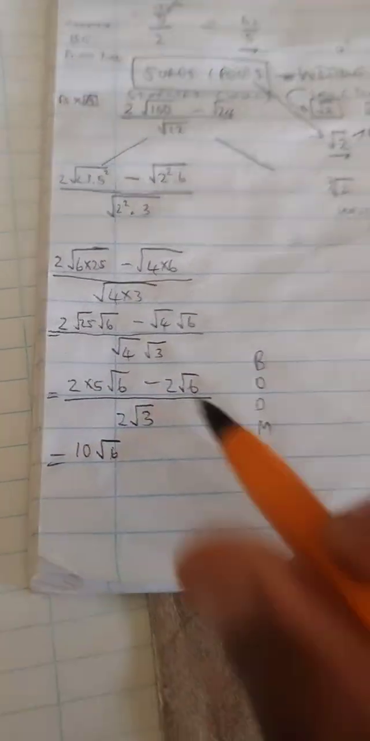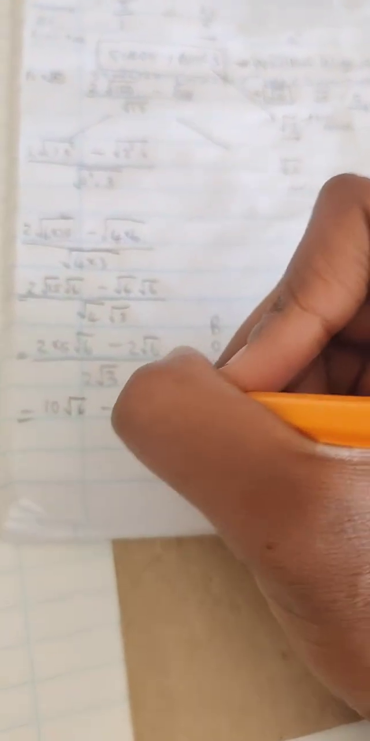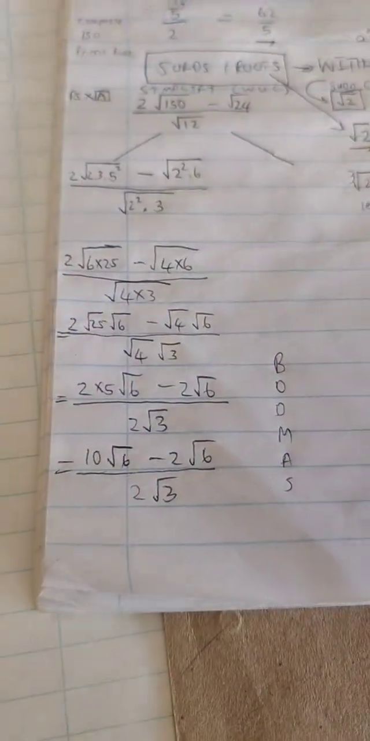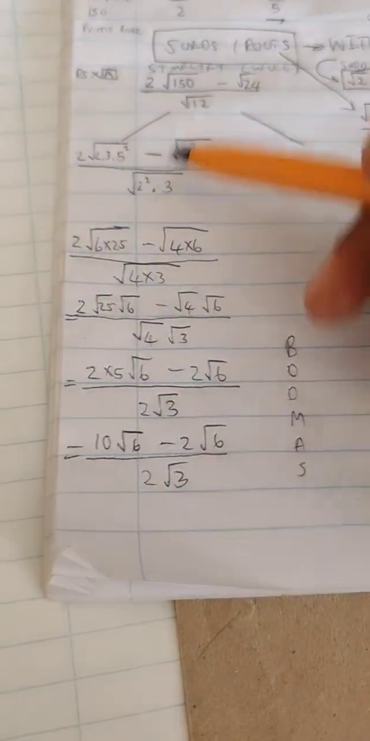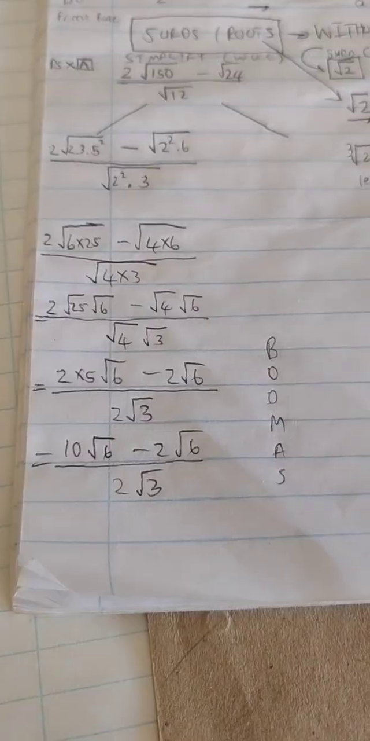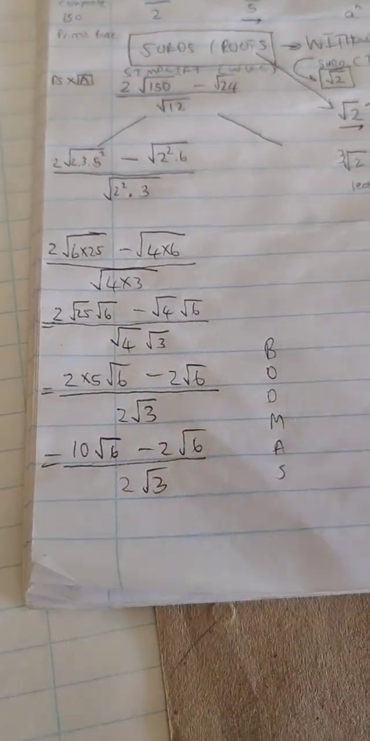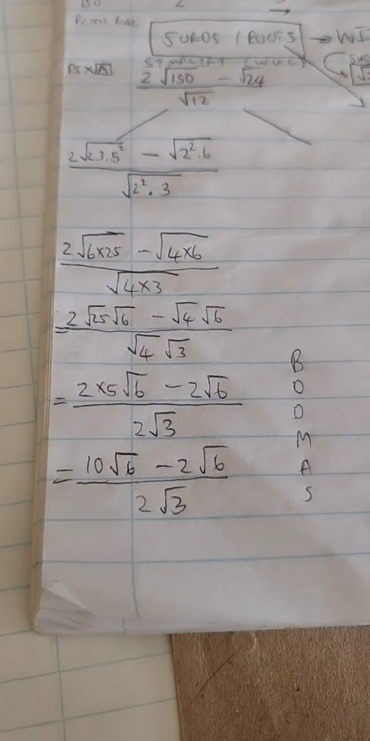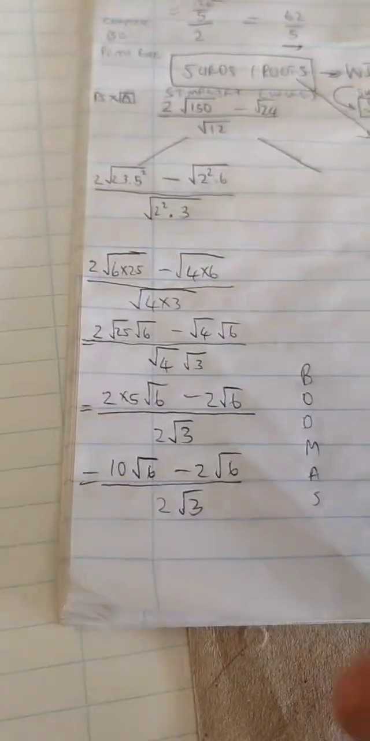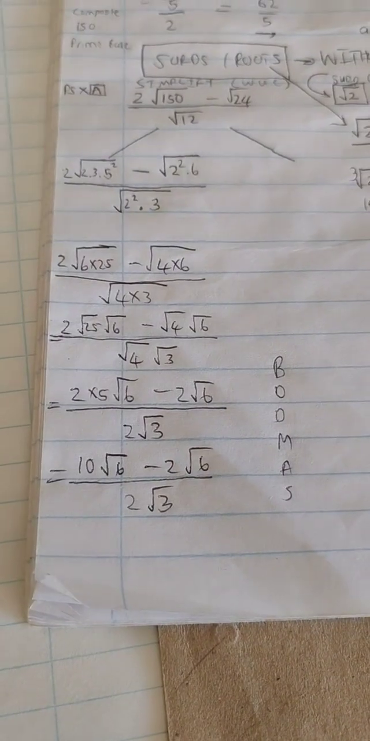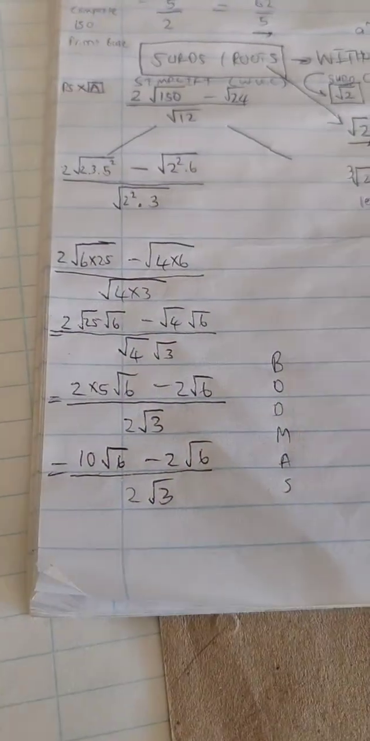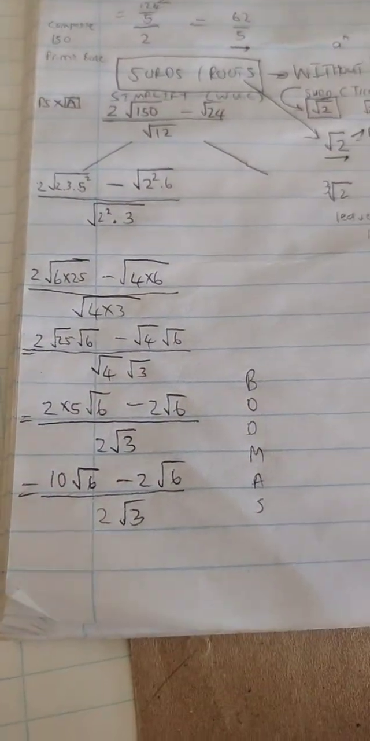Square root of 6 minus 2 square root of 6 over 2 root 3. Guys, I'm just dragging this problem out because I want you to see every step that I am taking. This is for explanation purposes. There are definitely steps here that I wouldn't write if I were actually answering the question, but I'm writing out all the steps so that you can see exactly what I'm doing.